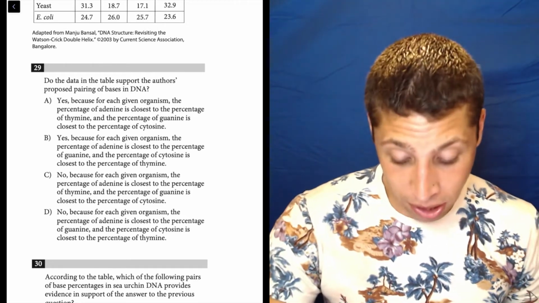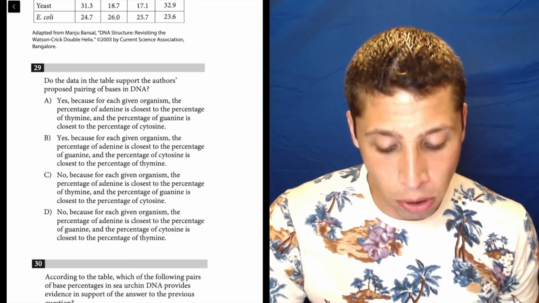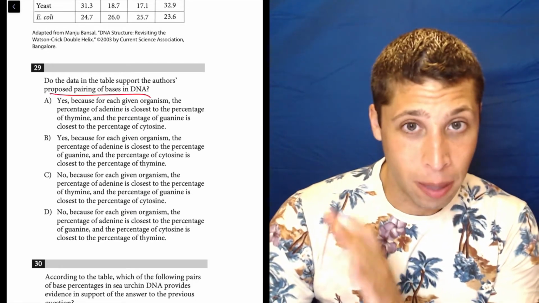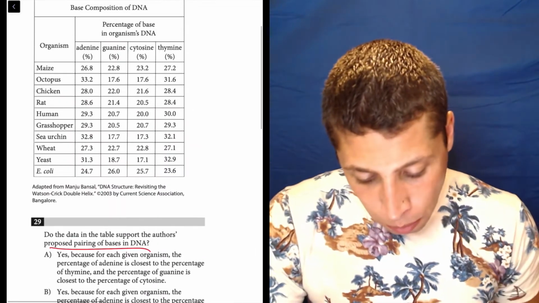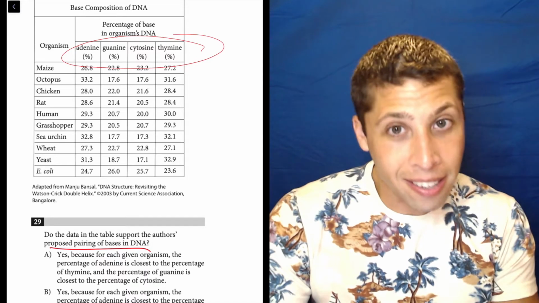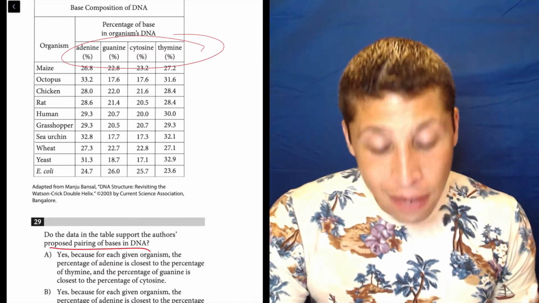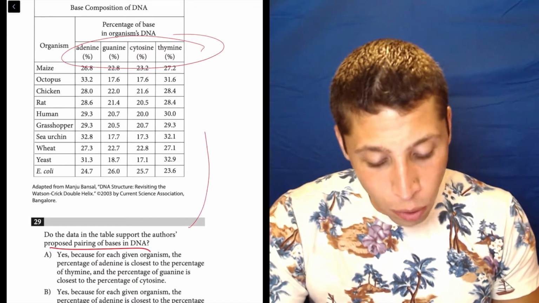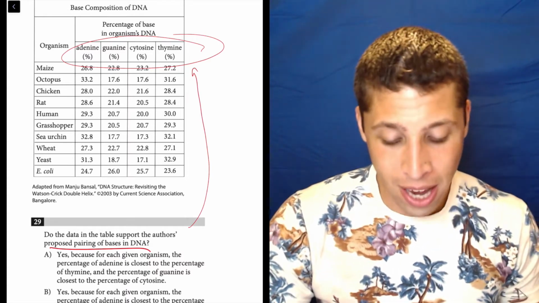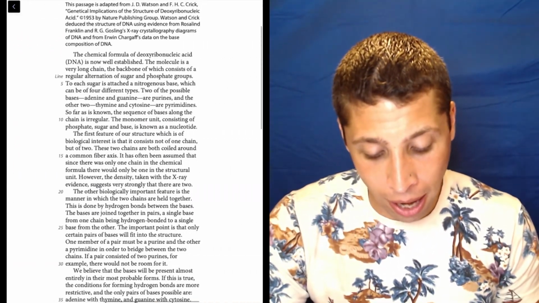So in this case, they're saying, do the data in the table support the author's proposed pairings of bases in DNA? So that's what we need, the pairing. So we probably want to look for these kinds of words because they seem to be important in the chart. So even though we need to go to the passage, we're going to the chart first so that we know what to look for in the passage. Adenine, guanine, cytosine, thymine.